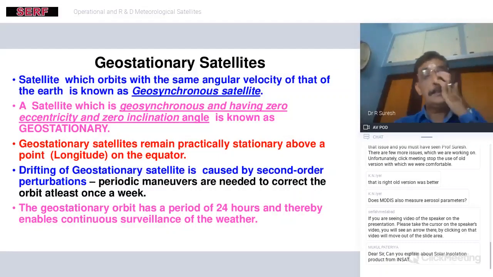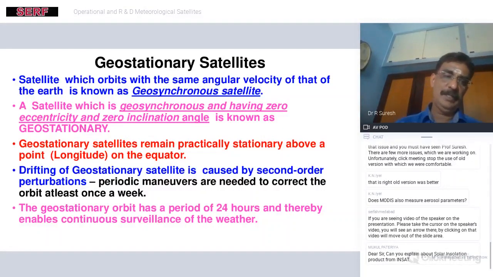The satellite which orbits at the same angular velocity as that of Earth is in geosynchronous orbit, and a geosynchronous orbit having zero eccentricity and zero inclination is geostationary. So that is the rigorous definition for geostationary. It remains practically stationary above the Earth's surface, wherever it is launched over the equator at a particular longitude.